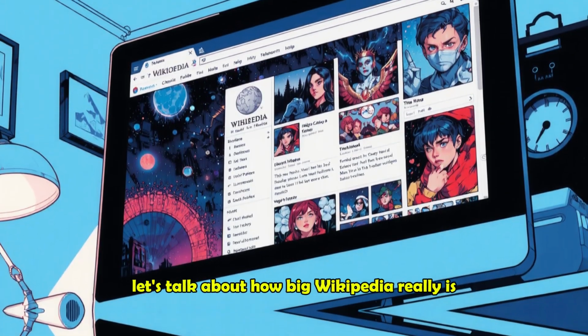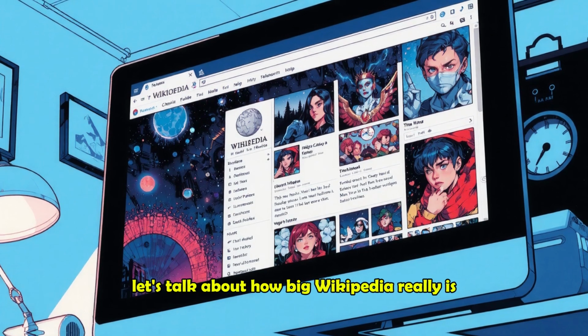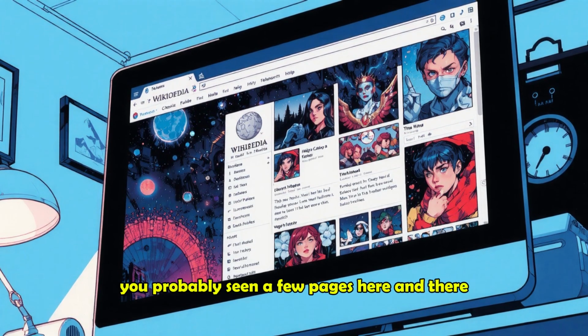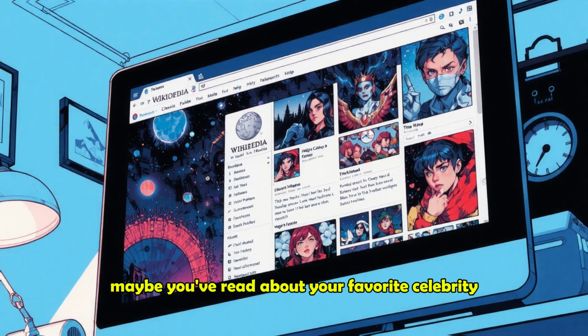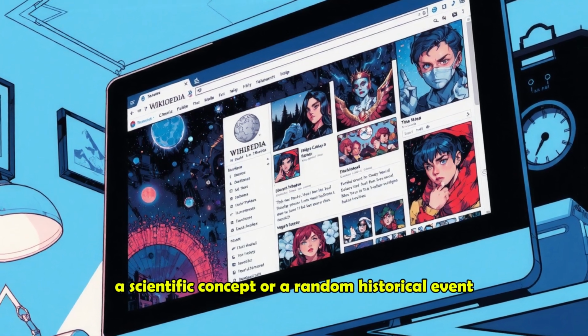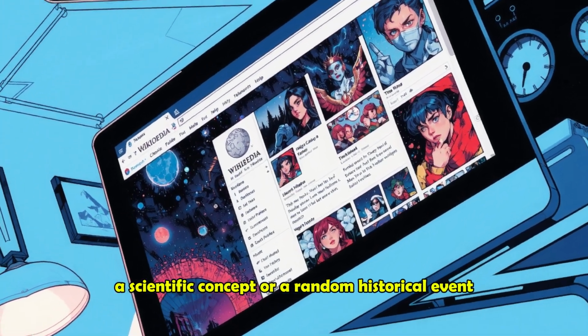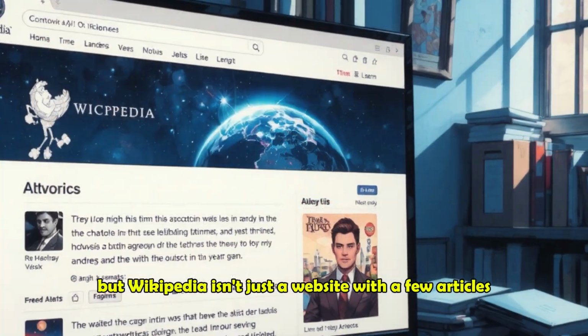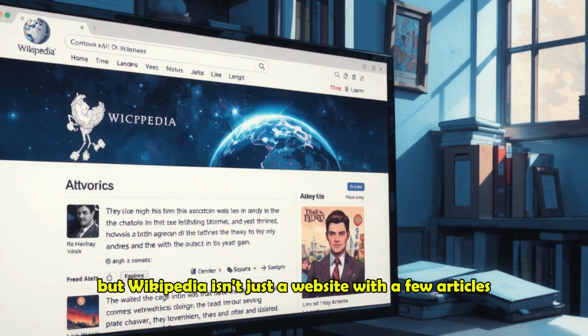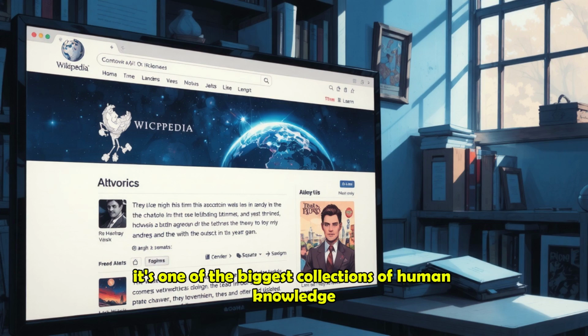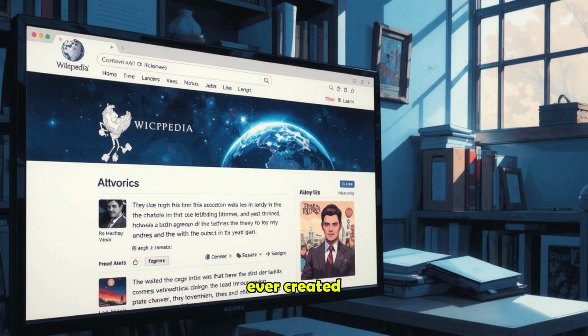First of all, let's talk about how big Wikipedia really is. You've probably seen a few pages here and there. Maybe you've read about your favorite celebrity, a scientific concept, or a random historical event. But Wikipedia isn't just a website with a few articles. It's one of the biggest collections of human knowledge ever created.